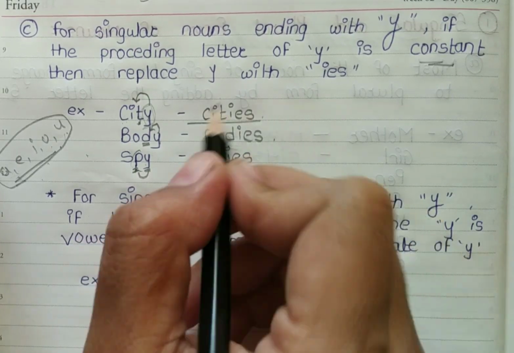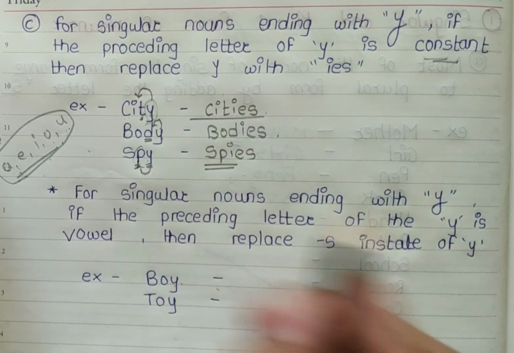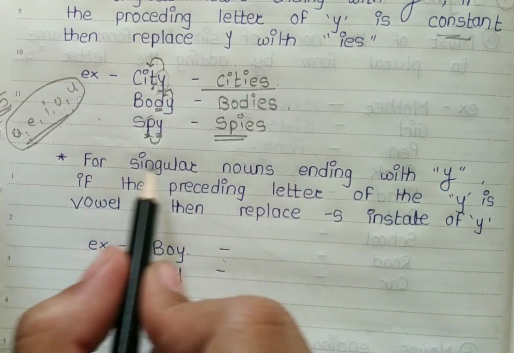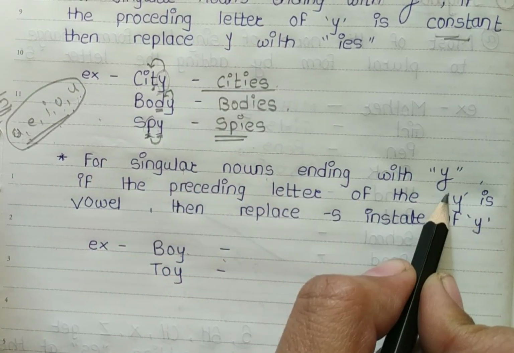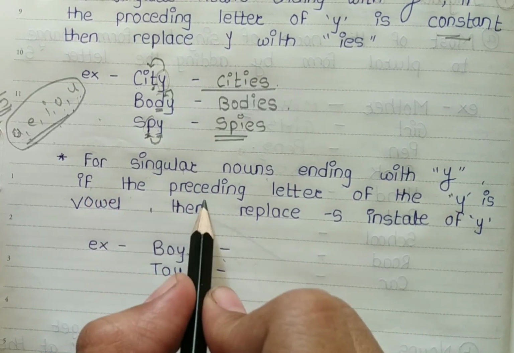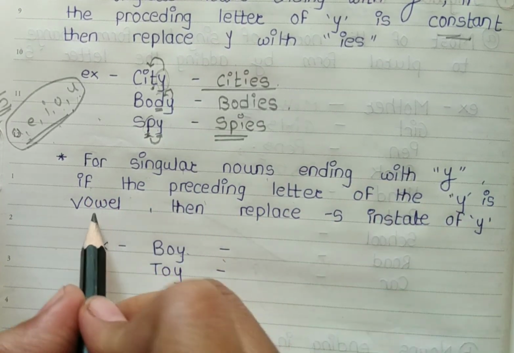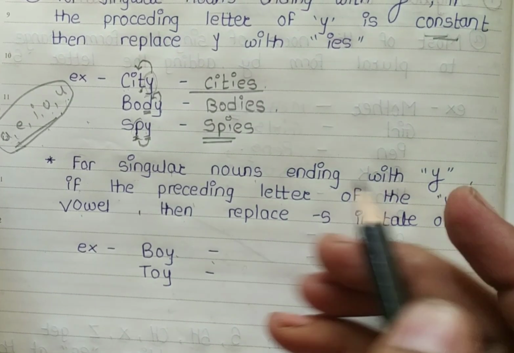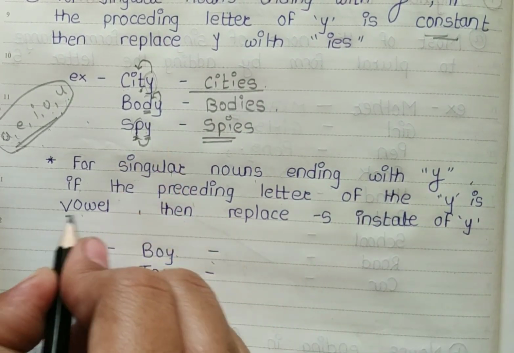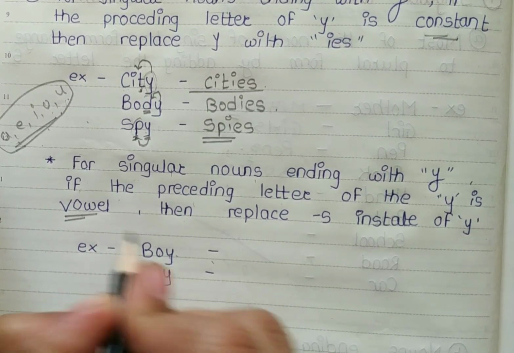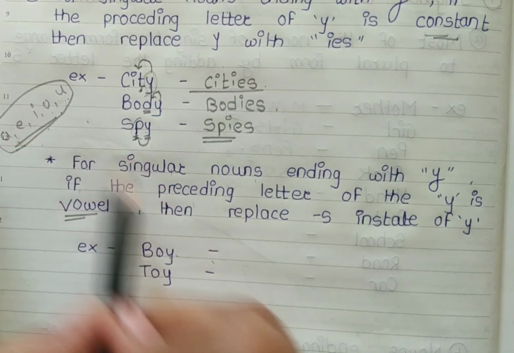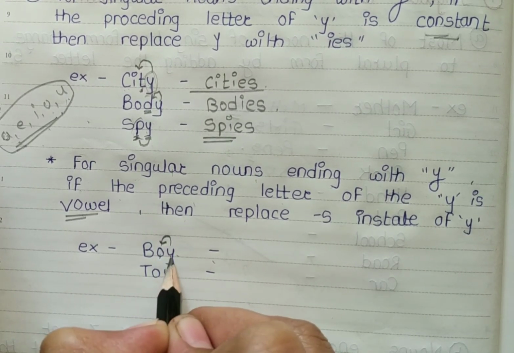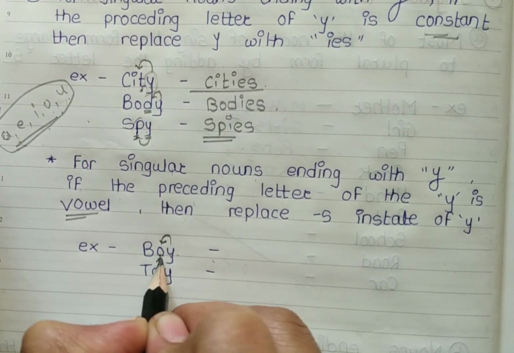Got it? Now take a second condition where the y is not replaced by ies. For the singular noun ending with the y, if the preceding letter of the y is a vowel, then we just add s instead of replacing y. So this means when the y is not replaced by ies, when the letter before y is a vowel.